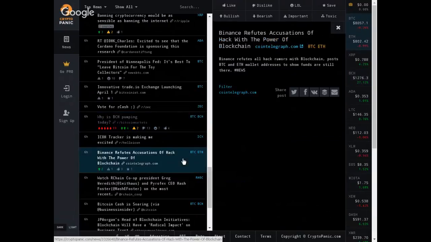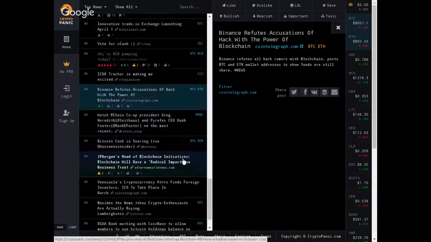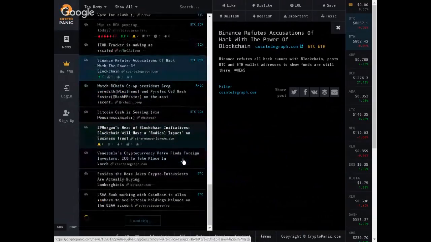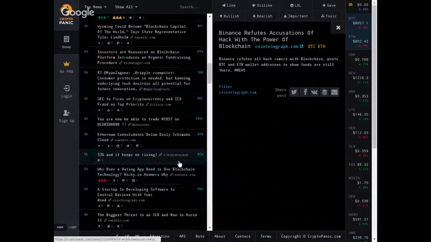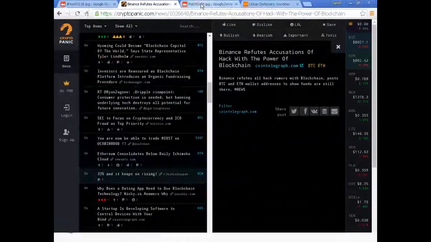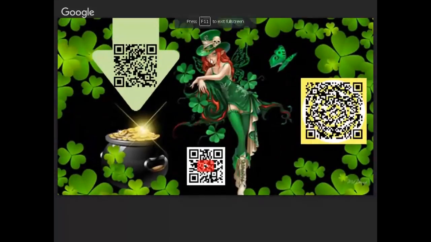Okay, here's another one. Binance refutes accusation of hack with the power of blockchain. Binance refutes all hack rumors with blockchain, posts Bitcoin and Ethereum wallet address to show funds are still there. Well, that's good news. Good news for all those people who are trading. All right, so that's the sentiment out here today. That was fun.